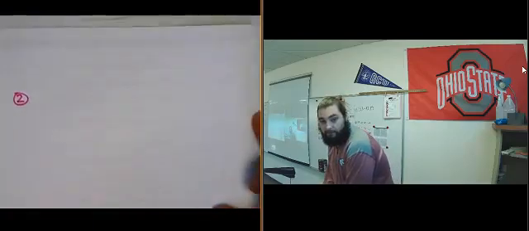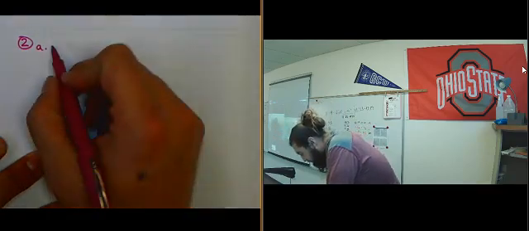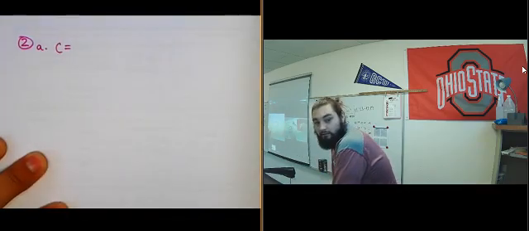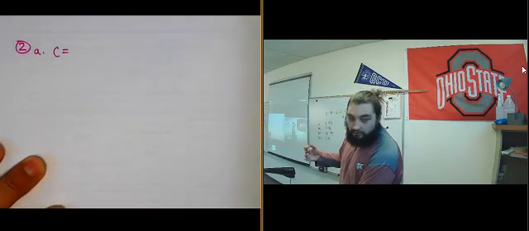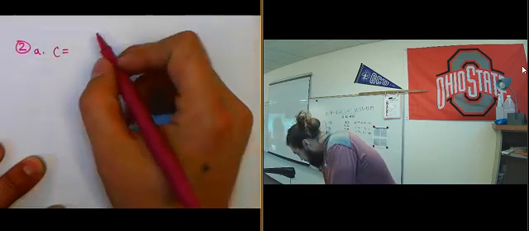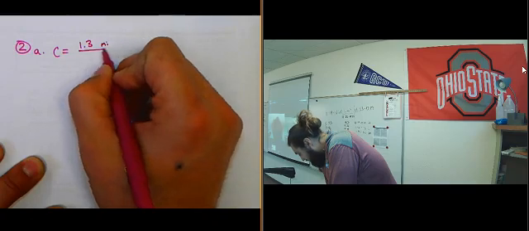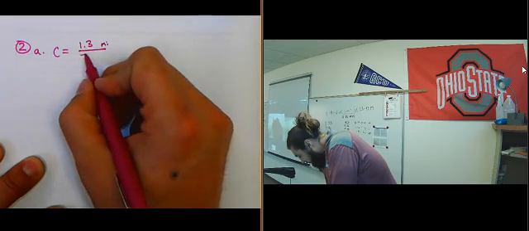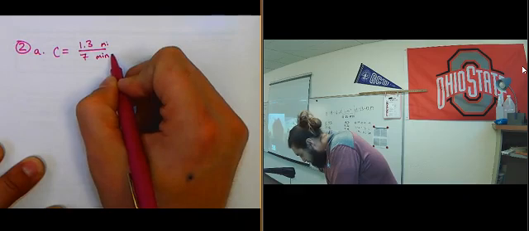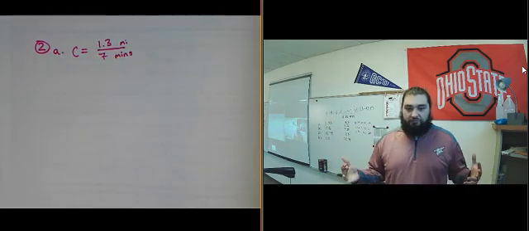So over here, with question number 2, slide that down a little bit. Question number 2, part A. I need to create a fraction to represent her constant speed. I'm going to use C to represent my constant speed, as the question asks. So C is equal to distance, which is 1.3 miles, divided by time, which is 7 minutes. So 1.3 divided by 7. Easy.